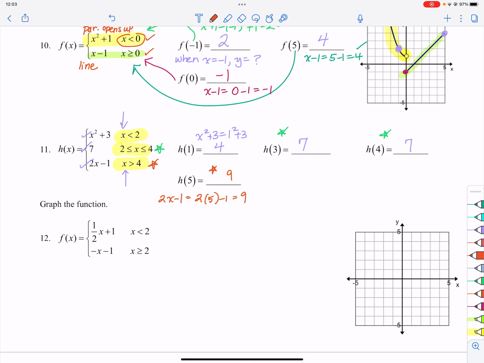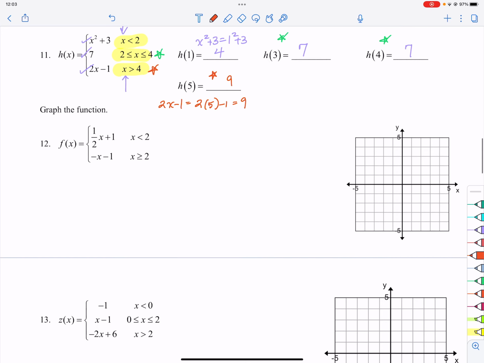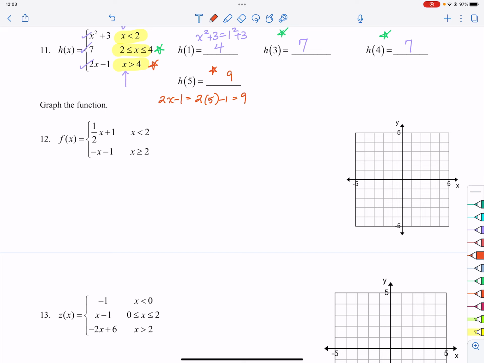Okay? Now let's try to graph a piecewise defined function. We have two functions. We have y equals 1/2 x plus 1, and we have y equals the opposite of x minus 1. Let's go ahead and make an xy table for these, and you'll be able to see these pretty well. So this first graph is when x is less than 2. So let's use values that are less than 2.